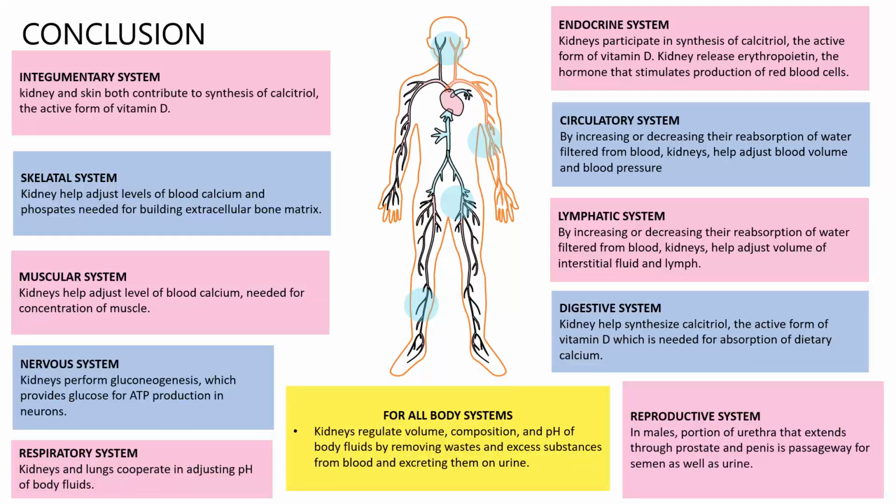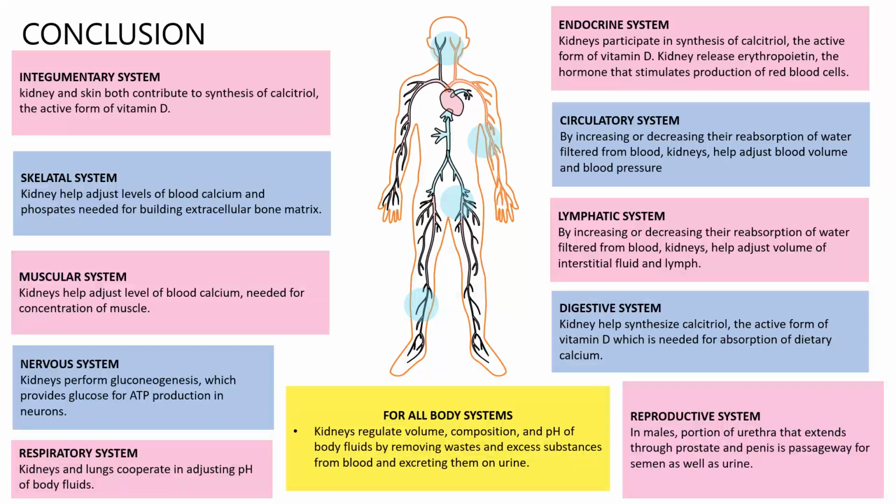For the nervous system, kidneys perform gluconeogenesis, which provides glucose for ATP production in neurons, especially during fasting or even starvation. For the respiratory system, kidneys and lungs cooperate in adjusting pH of body fluids. For the endocrine system, kidneys participate in synthesis of calcitriol, the active form of vitamin D. Kidneys also release erythropoietin, the hormone that stimulates production of red blood cells.